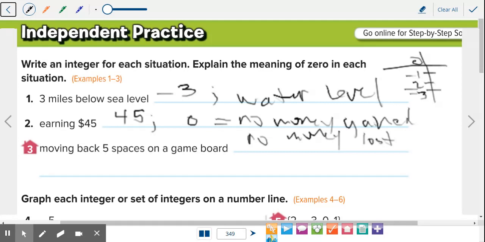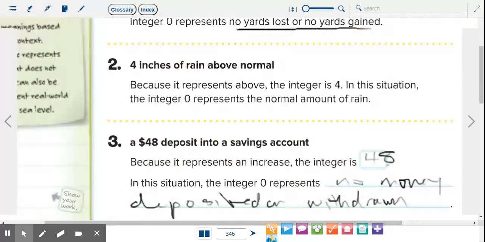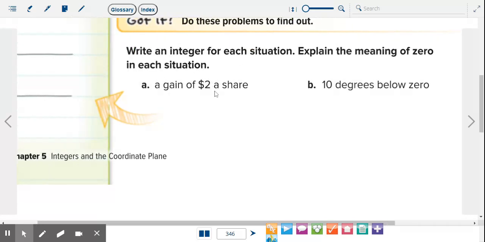Any questions on this? There's two parts to every problem here. You're coming up with the number, and then you explain what 0 means in that situation. So why don't you go back to page 346, and I want you to do A and B. Write the integer for each situation, and then explain what 0 means for that situation. I'll give you a few minutes. Go ahead and get moving.